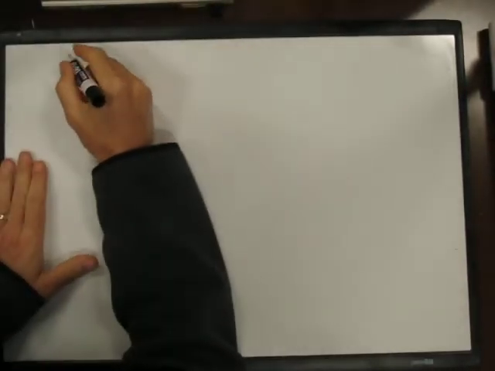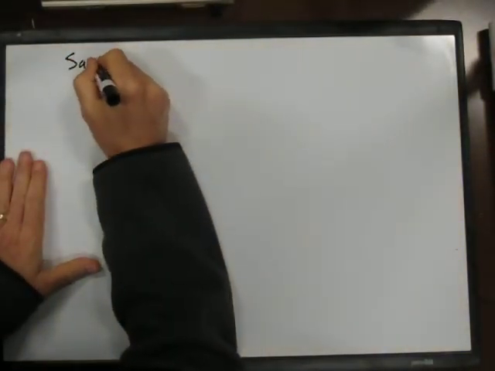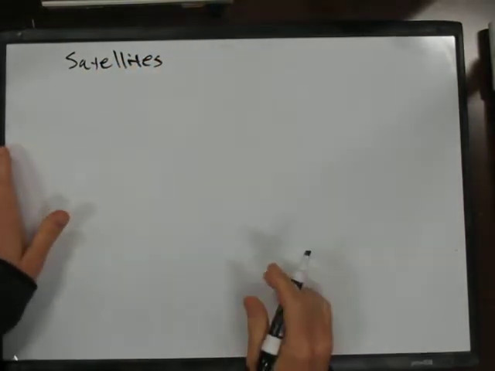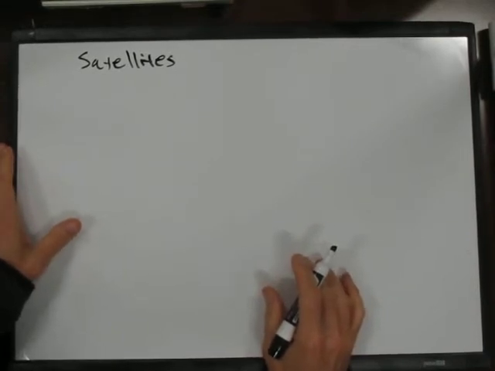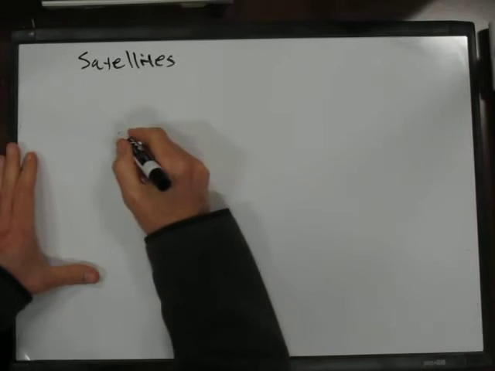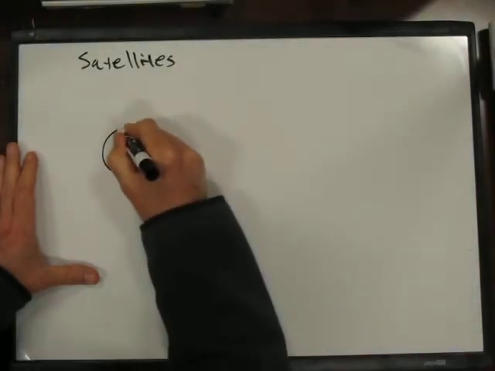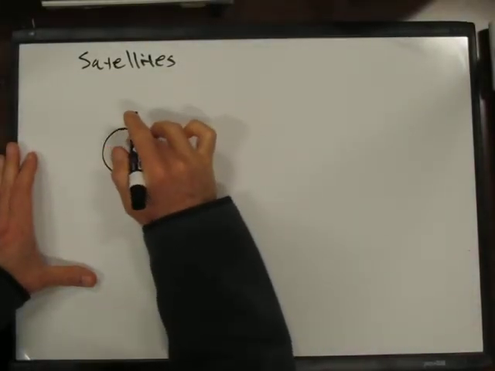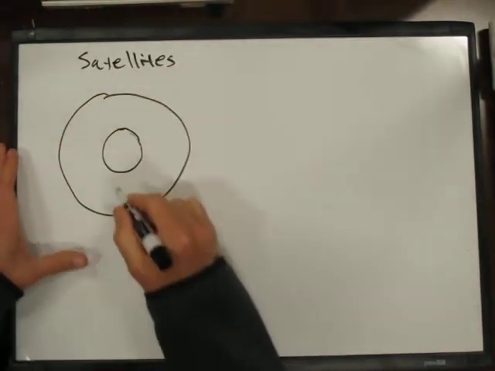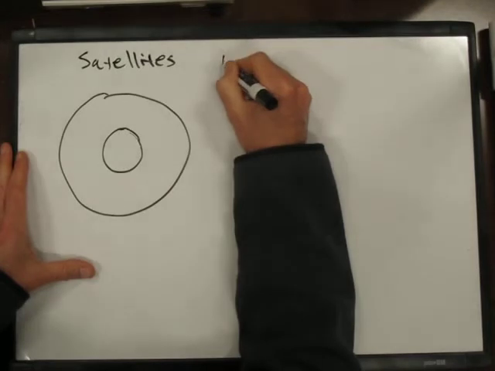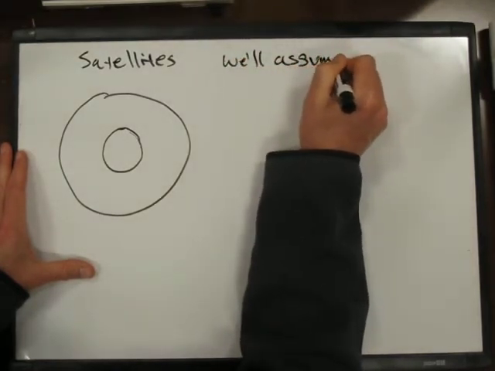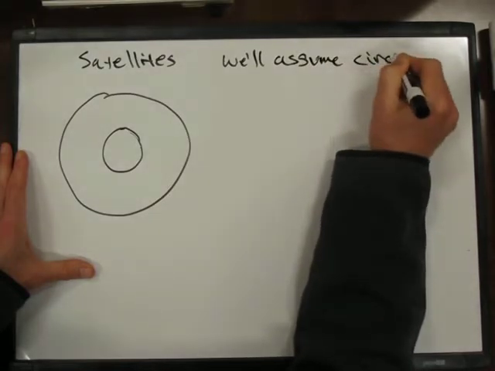So let's talk about satellites. A satellite could be just an artificial satellite that's orbiting a planet, or it could be like the moon orbiting the Earth. Basically, we have an object here that's being orbited, and an object out here that's doing the orbiting, right? We'll assume circular orbits.